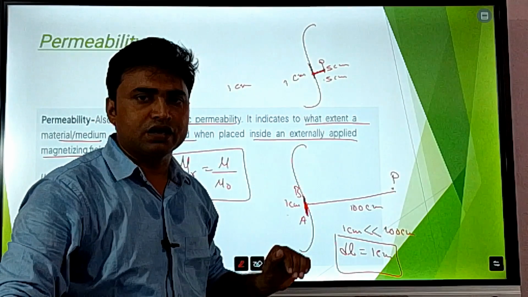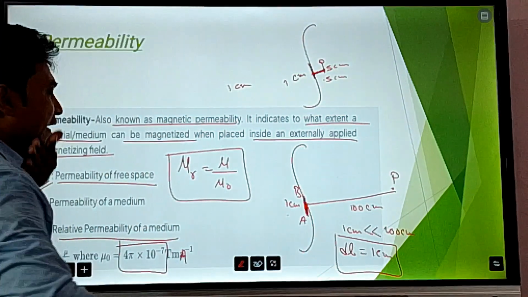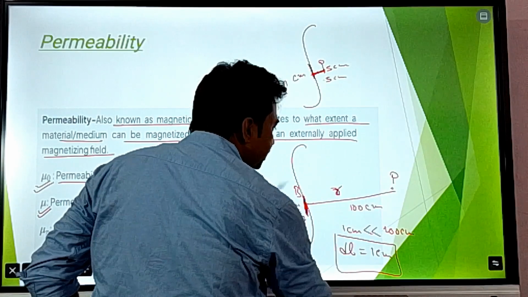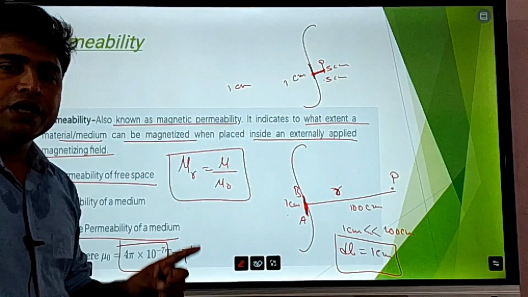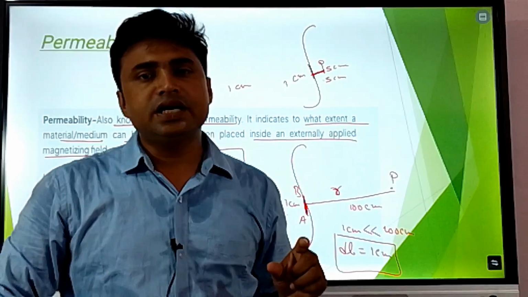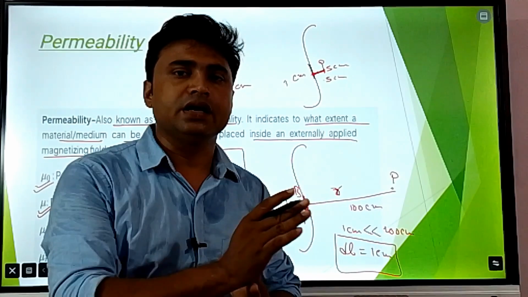So it is a relative term, and we have to compare it with r, the distance between the observation point and the dl. Always compare the length of the wire with r, and if it comes out to be very small, then that length can be considered a current element, and its direction will be the direction of the current.